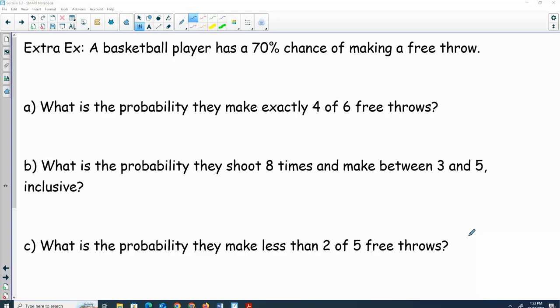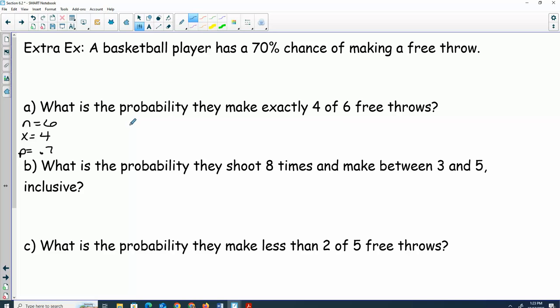A basketball player has a 70% chance of making a free throw. What's the probability they make exactly 4 of 6 free throws? So what is my N? How many free throws are being shot? 6. X, how many do I want them to make? 4. What is my P, the probability of making it?